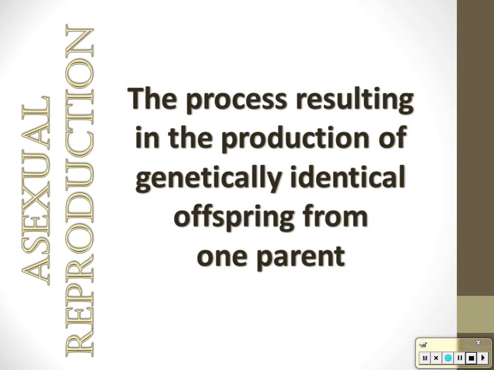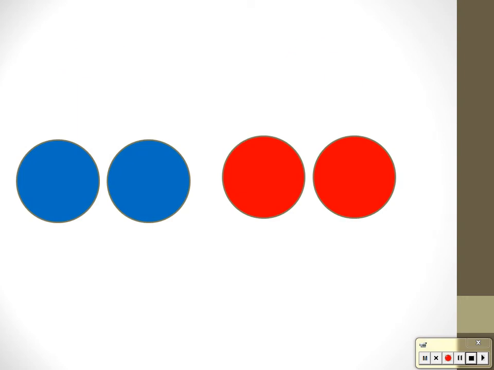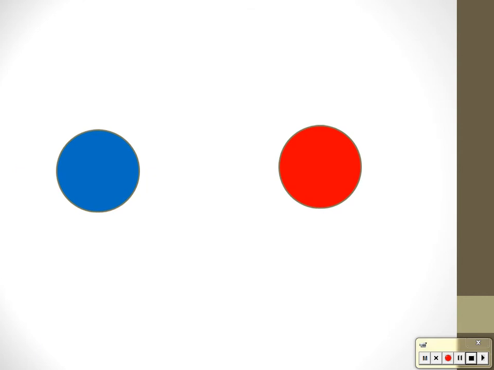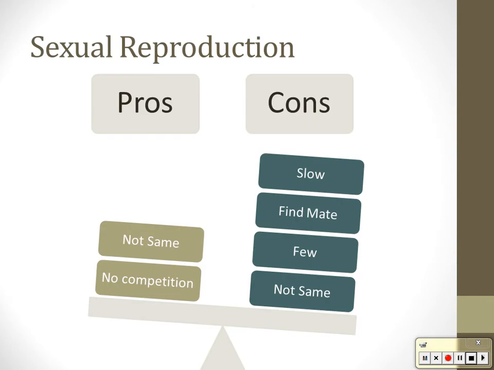Okay, so that's sexual. And asexual, like we said, is parents splitting to become two identical offspring. So the red splits and becomes two identical reds, the blue splits and becomes two identical blues.